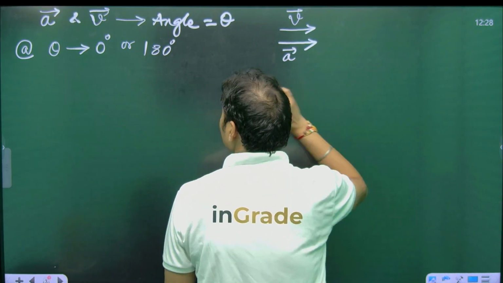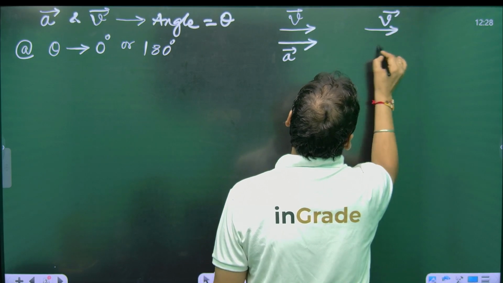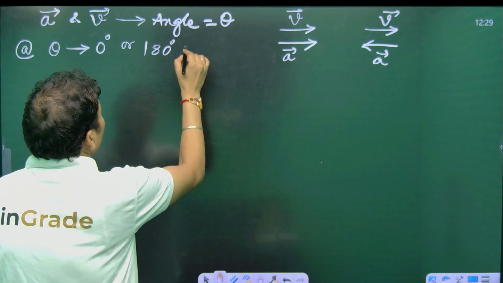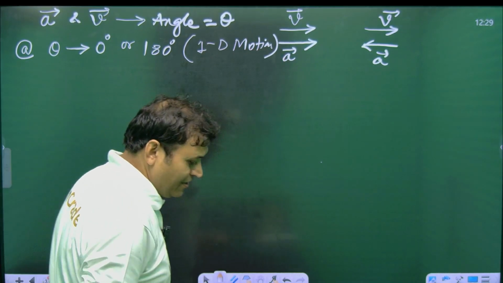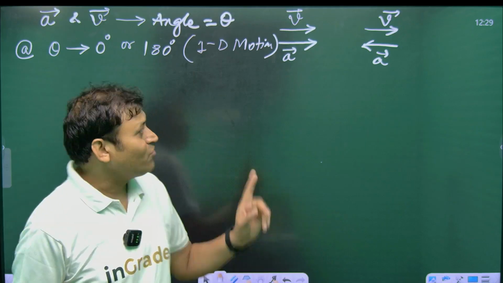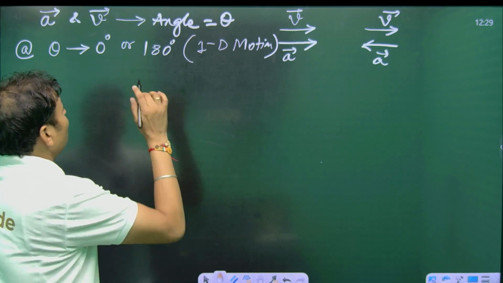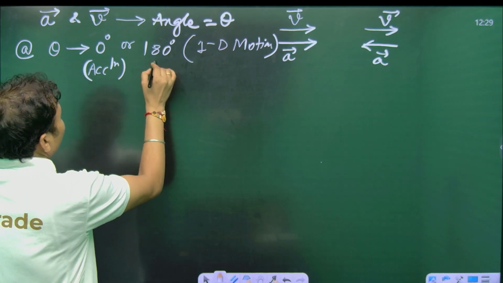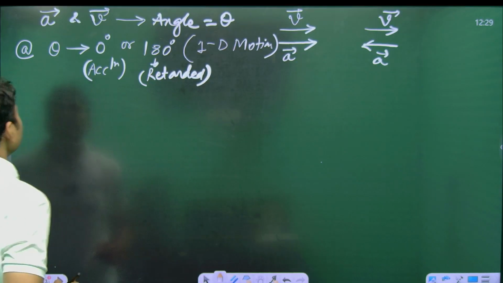What is the meaning of 180 degree angle between acceleration and velocity? It means the acceleration is opposite to the velocity, right? So this type of motion is one-dimensional motion. Why? Because the velocity and acceleration both are along the same line. So it is one-dimensional motion, or we can call it as rectilinear motion. So when it is 0 degree, that is accelerated motion in one dimension. And when it is 180 degree, then it is retarded motion in one dimension, right?